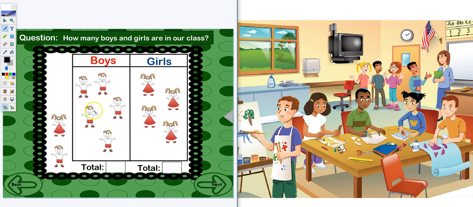So I have 1, 2, 3, 4, 5 boys and 4 girls. Okay. Now that we've recorded our data, what should we do with this data now? That's right, we need to graph it.